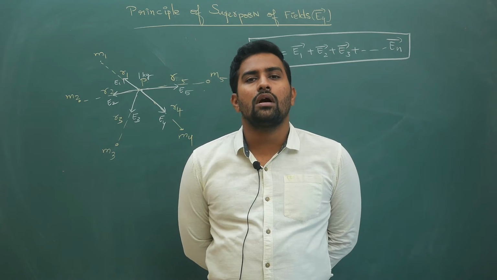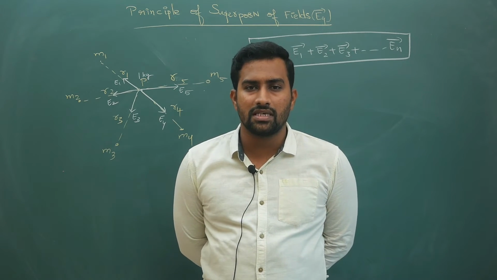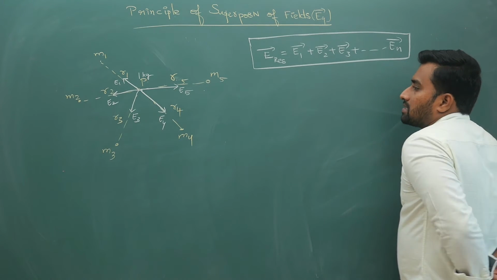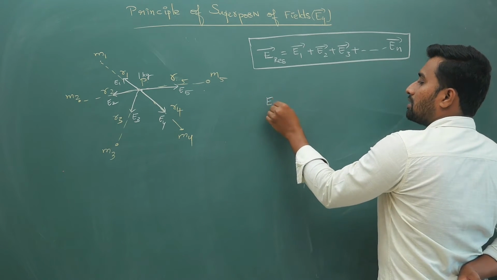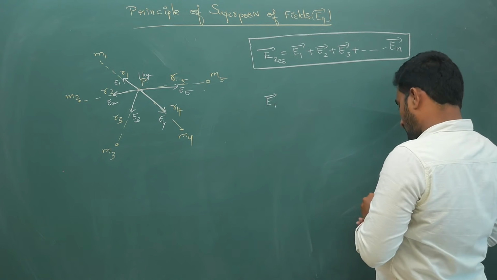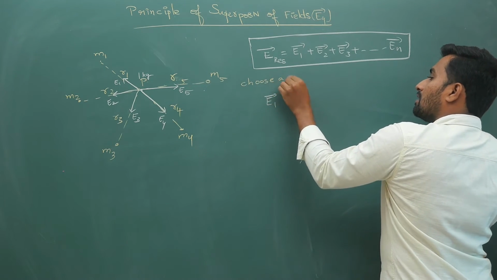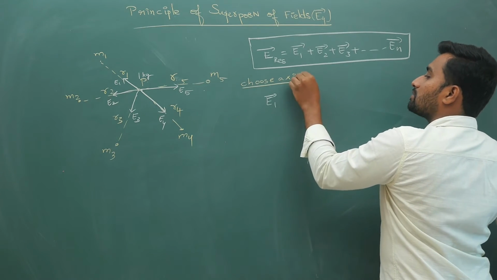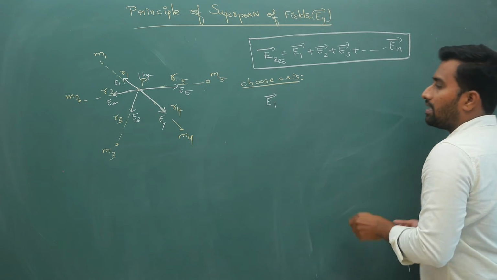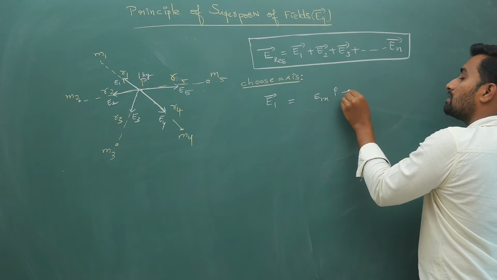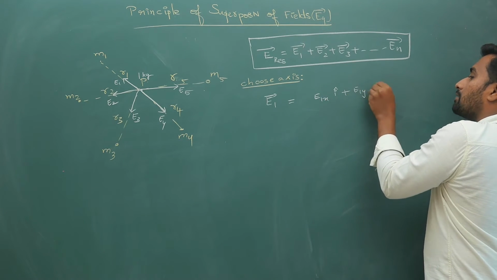So if you have known how to write everything in terms of i cap and j cap, you will be able to do the answers. So the next step is, you will take the axis. Choose the proper axis and write each vector in terms of i cap and j cap. So E1 bar is some E1x i cap plus E1y j cap.